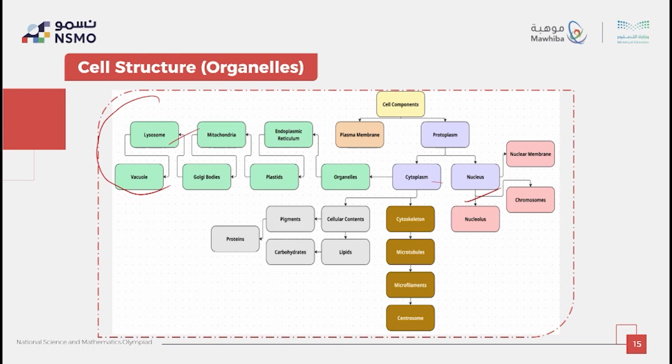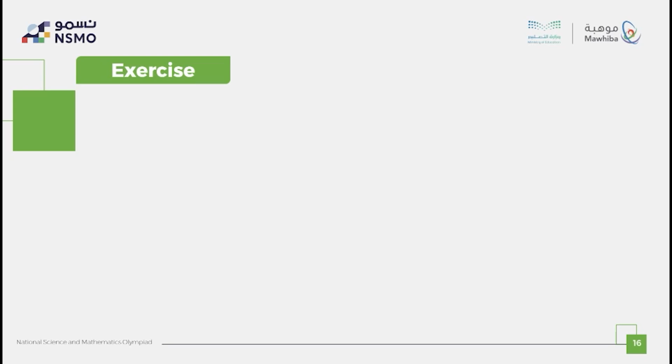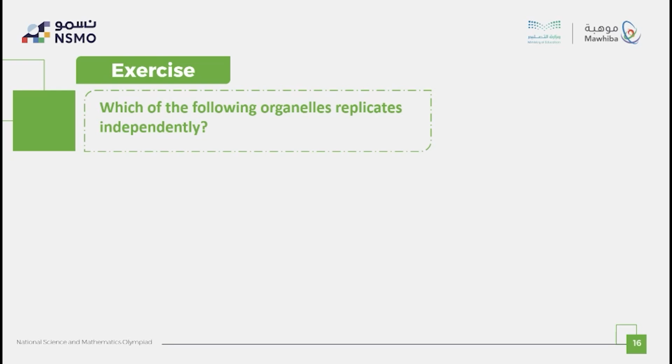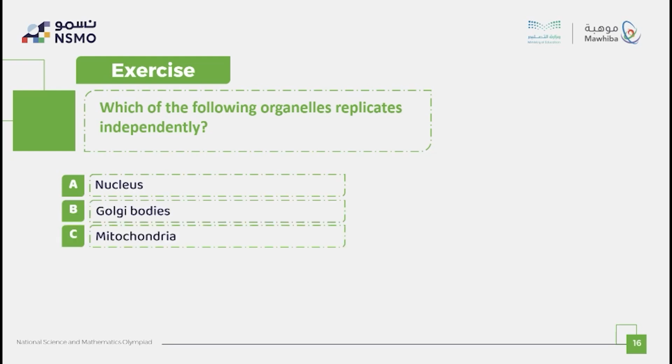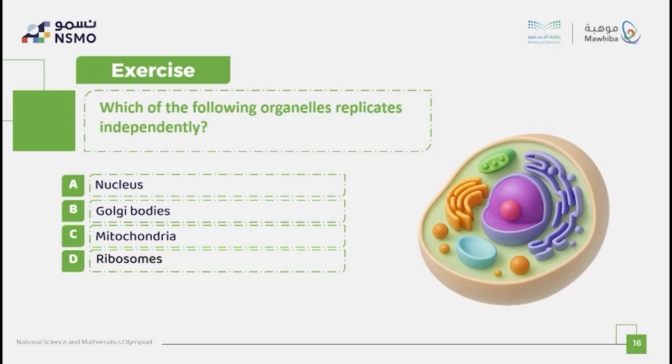Okay, guys, let's examine our knowledge of the organelles. The question asks, which organelle replicates independently inside the cell? Nucleus, Golgi bodies, mitochondria, or ribosomes? The nucleus doesn't replicate by its own; it replicates all things in the cell. Golgi bodies do not have DNA. Ribosomes do not have DNA. So the right answer is the mitochondrion.